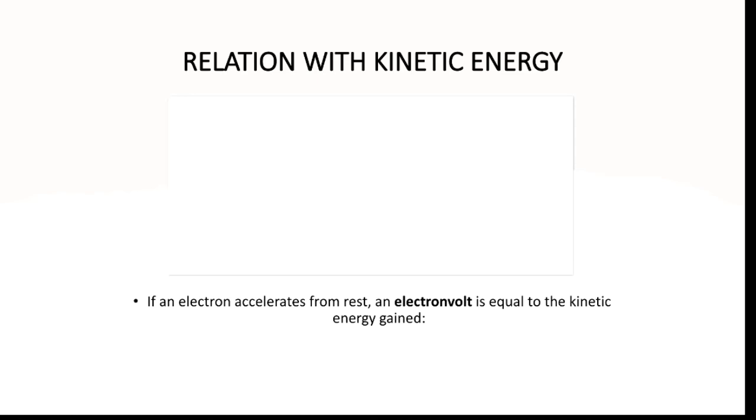That means a type of energy has a big role to play in that, and that is kinetic energy. So it says here that if an electron starts from rest, the electron volt is equal to the kinetic energy gained. So you can say eV equals kinetic energy, and this is the formula for kinetic energy. If we are to bring this here, our goal is to make the speed, that's the velocity, the subject of the formula.